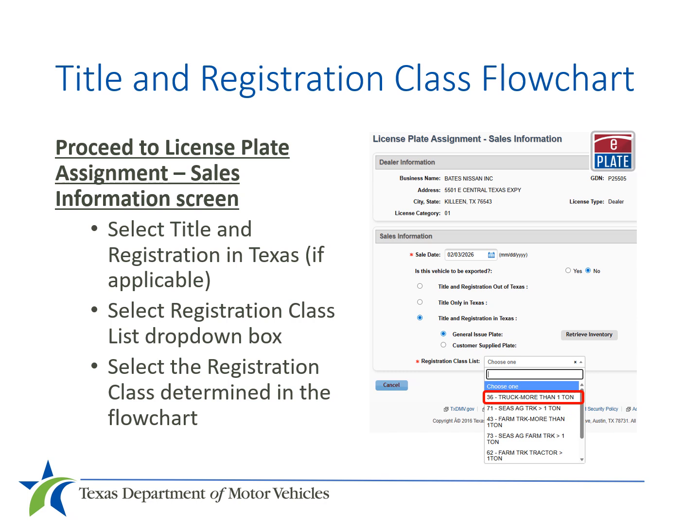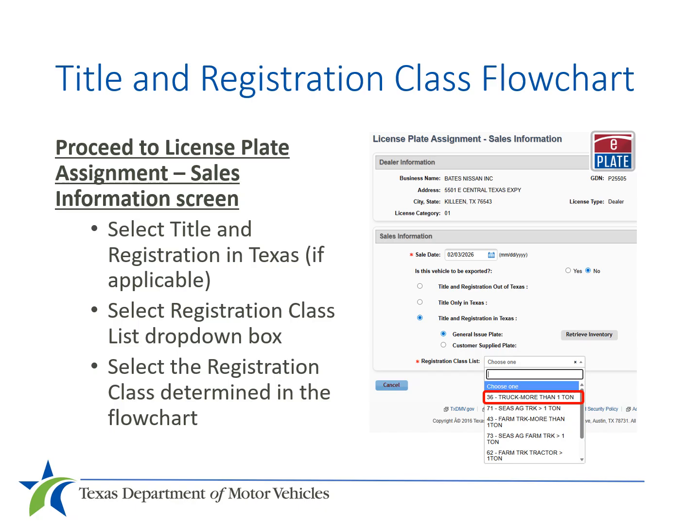Since our transaction does not have any sort of special registration request by the customer, we will select the registration class determined in the flowchart, which is truck more than 1 ton. Once you have retrieved a plate with the information you entered, you will have one last chance to verify information entered, then you will need to save the plate assignment. No additional processing will be required in ePlate that pertains to the flowchart.